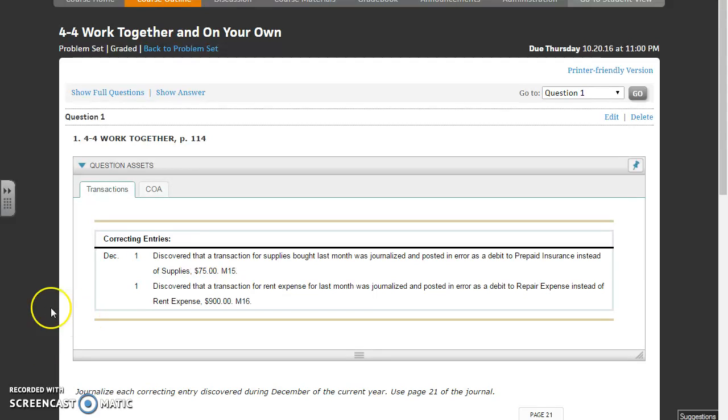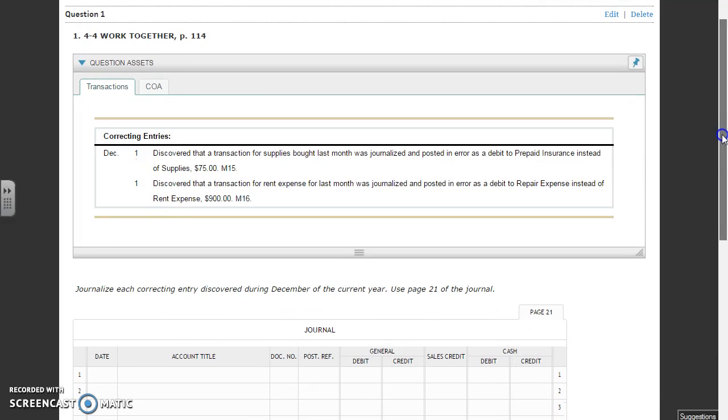Hi everyone, we're here with 4-4 Work Together, and we're going to talk about when we have a mistake in our posting. Again, if we've made a mistake on our journals, it's pretty simple to go back and change it, but when there's a mistake on our posting, when we've taken that journal entry and already posted it to its ledger, then to go back and change it there's kind of a domino effect where you're changing a lot of balances. So in order to change something when there's a mistake, what you're going to do is what's called a correcting entry, and that's what we're going to work with today.